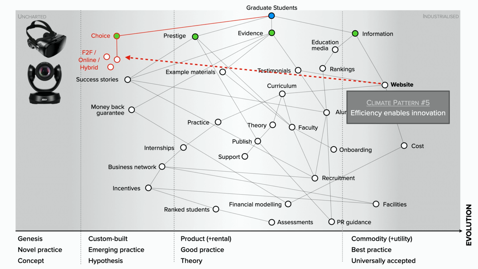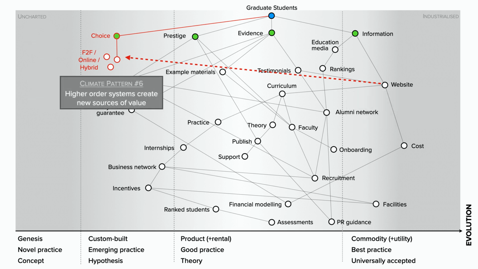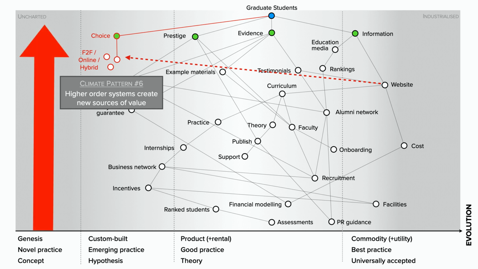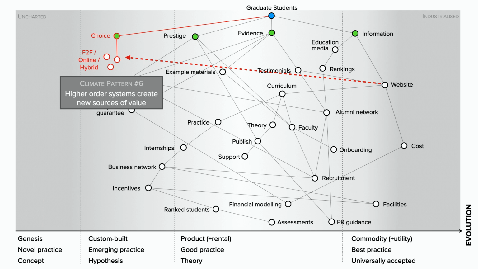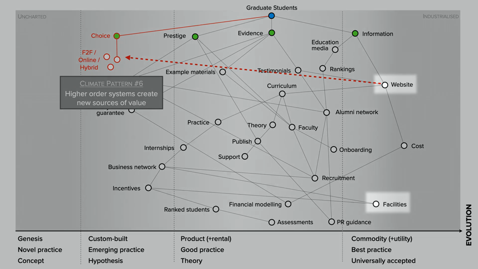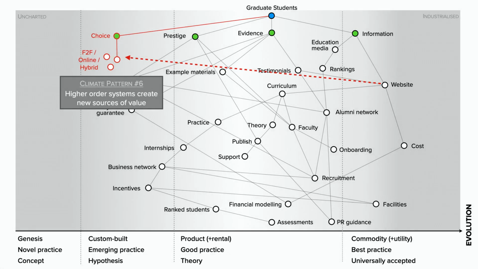And the reason we do this is that higher-order systems create new sources of value. That is, components higher up the value chain are more visible to users. So if we can improve these, the users will see and appreciate the value we're creating. What goes on in the back room is less interesting to users. Graduate students won't be convinced to study at our business school if we advertise we've got a website and facilities, as those are just the cost of doing business in this industry.